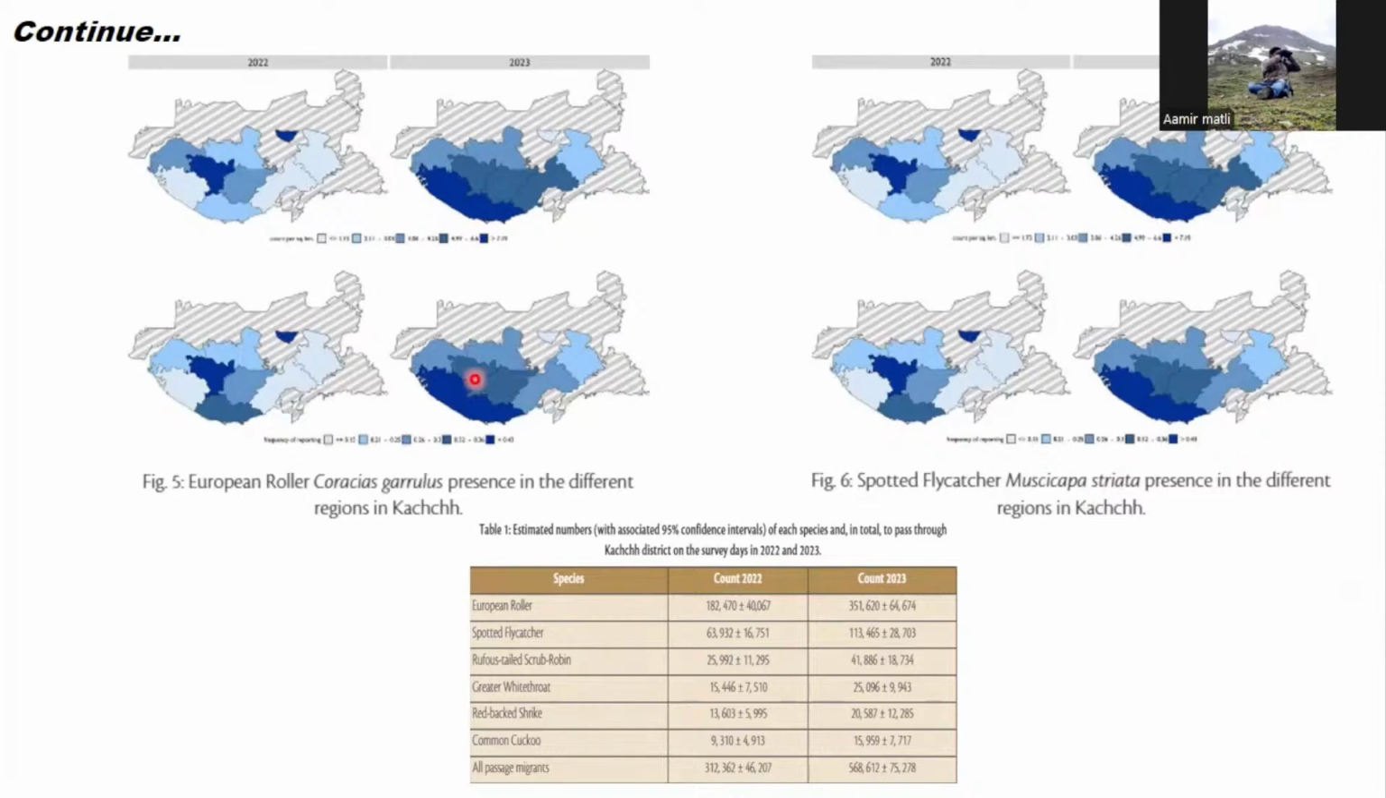While the European roller was distributed more widely across regions favoring open landscapes. These insights are helping us to understand how different landscapes within Kachchh support different migrants. Interestingly, we also found differences between the 2 years. This may have been because the surveys were conducted 2 weeks apart or due to unique weather conditions to those years. Either way, it shows that migration is dynamic, and to truly understand it, we will need repeated surveys across seasons and over the long term.